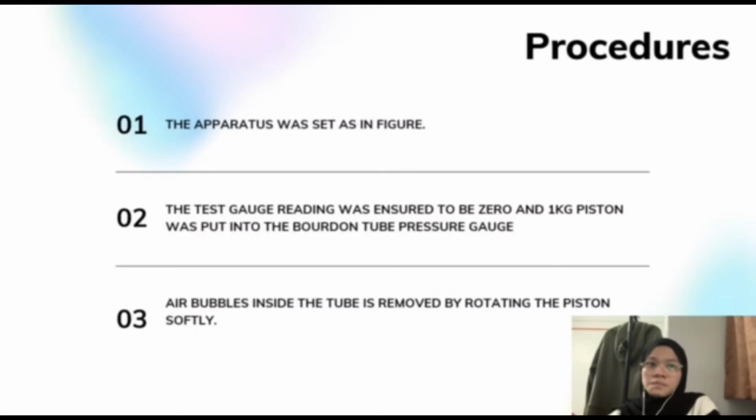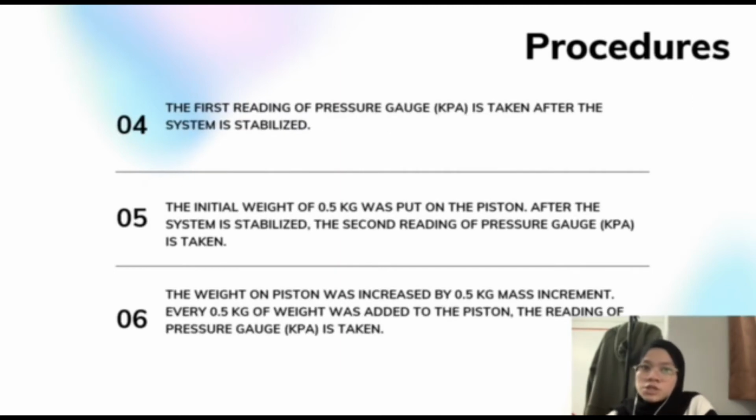Next, for the procedures, the apparatus was set as in the figure in the apparatus. The test gauge reading was ensured to be 0 and 1 kg was put on the Bourdon tube pressure gauge. The air bubble inside the tube is removed by rotating the piston softly. Then the first reading of pressure gauge in kilopascal is taken after the system is stabilized.